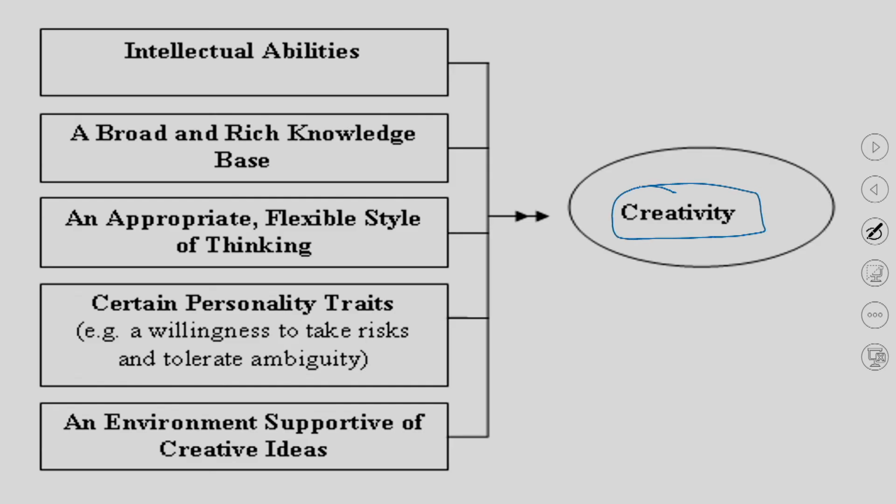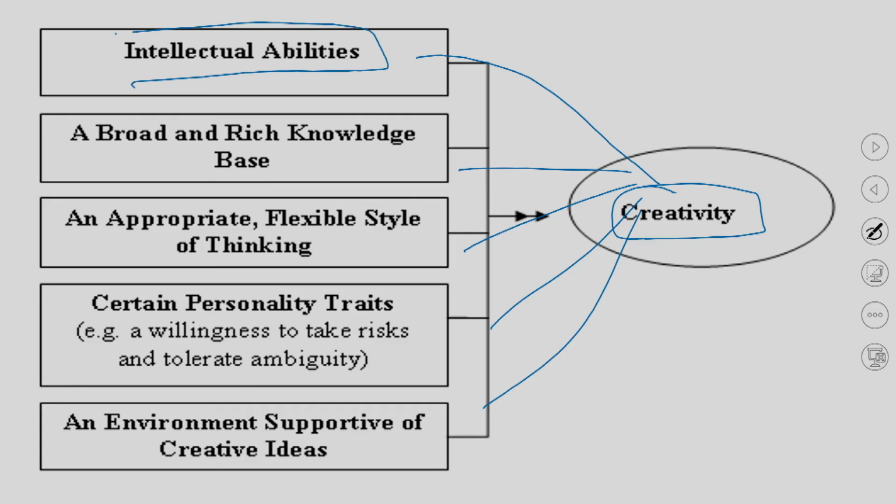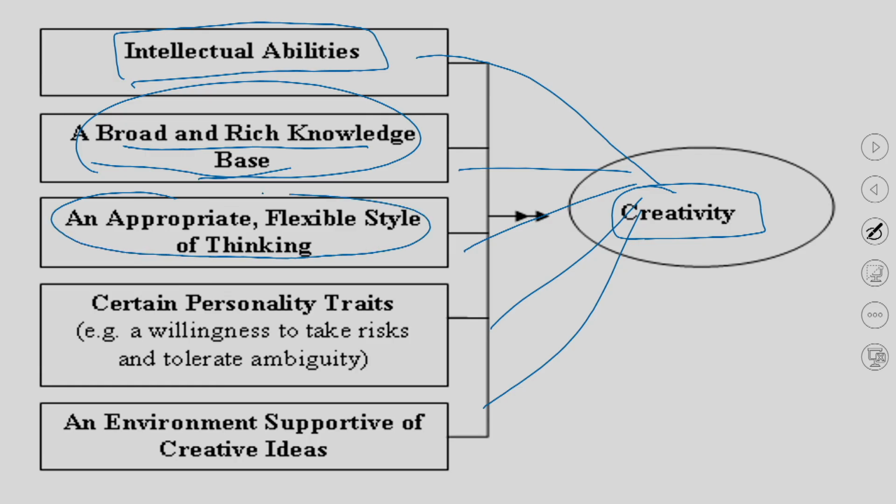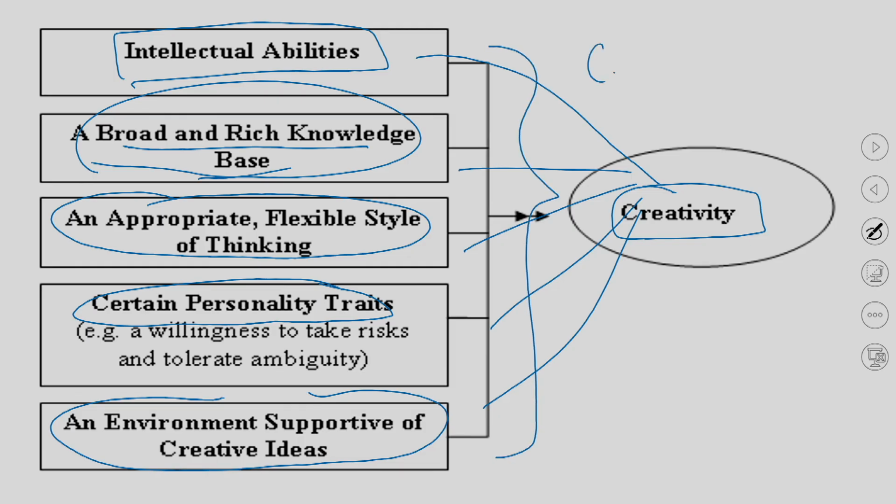And so creativity has been defined as a concept which is related to these 5 factors. As I said, it is related to intellectual ability, how nicely you can come up with problems, also a broad and rich knowledge base, how much you know about that particular area, and appropriate flexible kind of thinking, so you can think in flexible ways, certain personality types, for example you can take risks and tolerate ambiguity, and an environment which supports this. So, all these together is called the confluence approach of creativity. So, this is what creativity is all about.